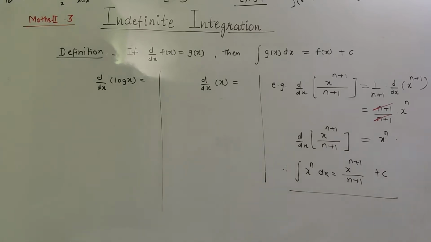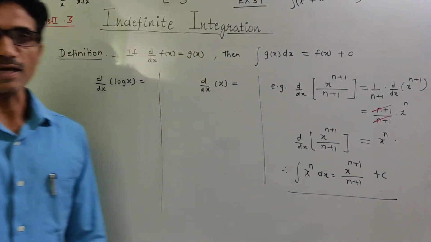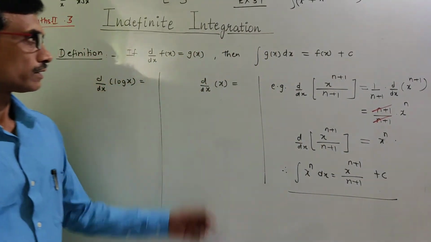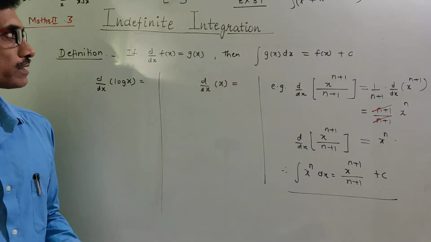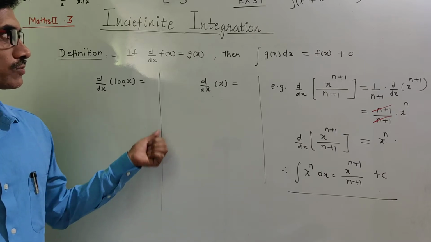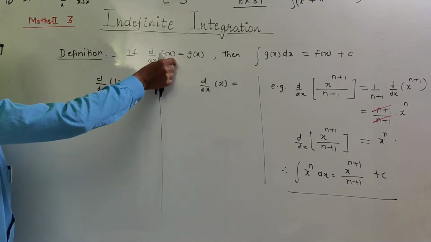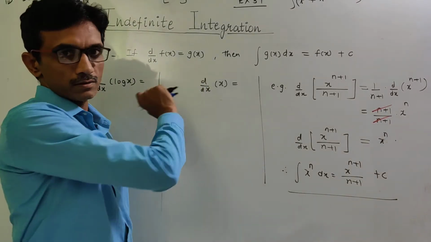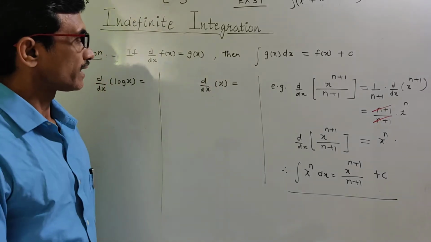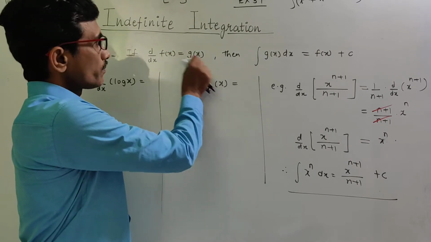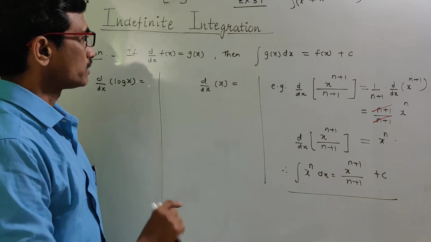Welcome students. In this video we are going to learn indefinite integral, that is antiderivative or primitive. Here we studied differentiation, so the reverse process of that is integration. Integration means antiderivative. If the derivative of the function f(x) is equal to g(x), then f(x) is said to be the primitive of g(x), or antiderivative of g(x), or indefinite integral of g(x).